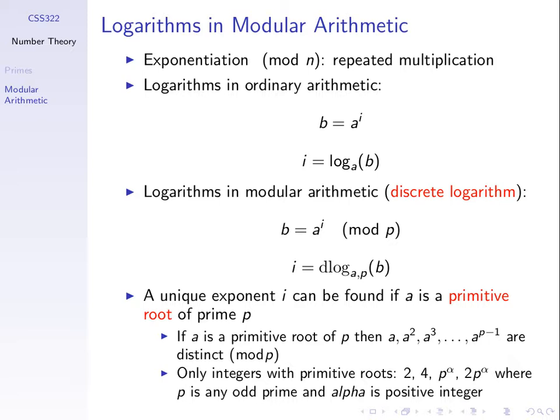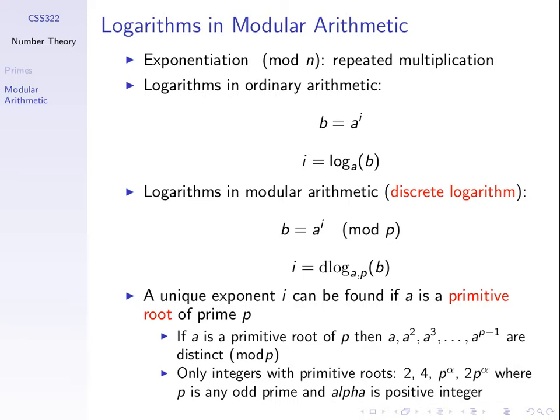What is the discrete log of 4 in base 2 mod 7? Well, you would try and find the value, the index, such that 2 to the power of some index I, mod 7, equals 4. So the discrete log of 4 in base 2 mod 7 is this value I, whatever it is. That's just the notation and how we can use it.